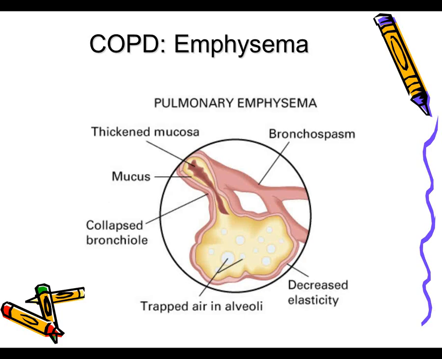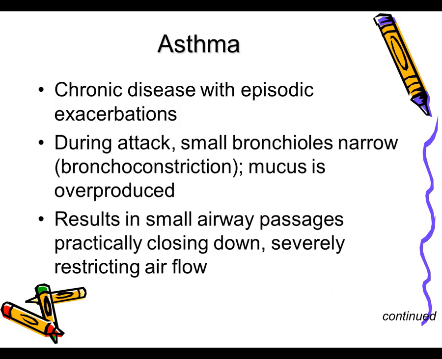So emphysema is air trapped in the alveoli. Now, most people have a combination of both. It's rare to have just chronic bronchitis or just emphysema. They often have some degree of both, with one or the other being more prominent.